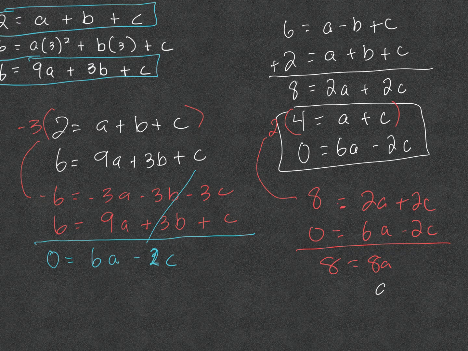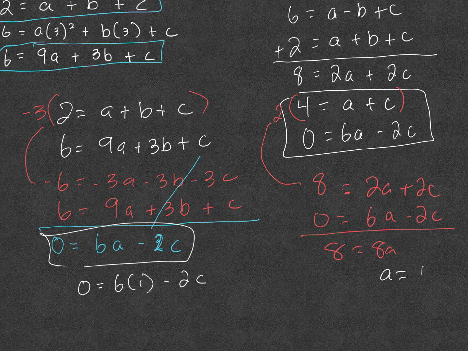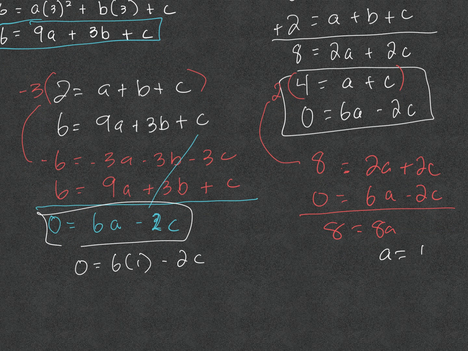I know this is a lot of work, but we just got to go through it. Now, if a is equal to 1, we can find everything else, right? If a is equal to 1, I can plug it into here. And I'm going to get 0 is equal to 6 times 1 minus 2c, or -6 is equal to -2c. c is equal to 3.